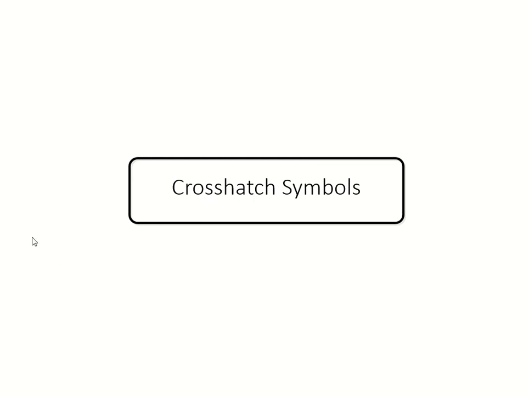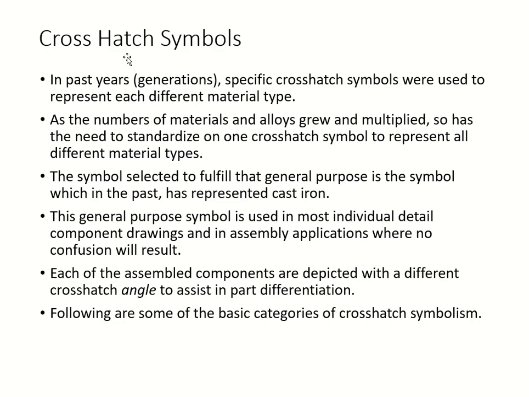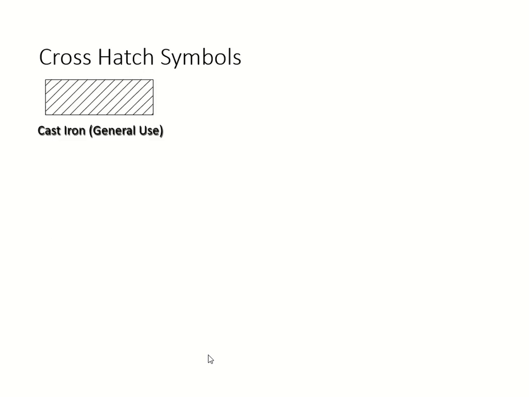Then we'll get into crosshatch symbols. So for crosshatch, again, you have to have a consistent crosshatch angle with your horizontal. We go like 45, 30, and 60, and of course they have to be equally spaced lines. Also it depends on the material type, what kind of crosshatch style or symbol you are going to use. So let's get into our basic categories of the crosshatch symbols.